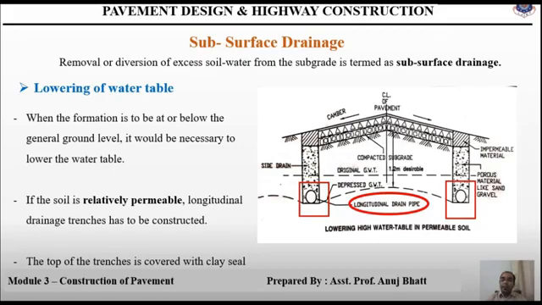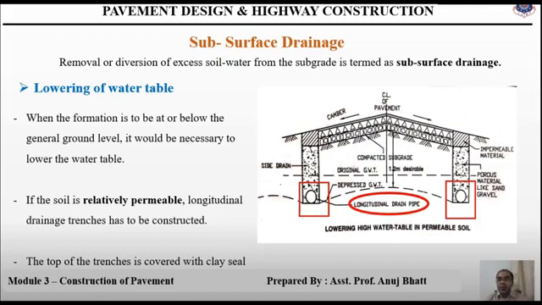In places where the water table is high, the best remedy is to take the road formation on an embankment of height not less than 1 to 1.2 meter. So, when the formation is to be at or below the general ground level, it would be necessary to lower the water table. So this is how lowering the water table affects the subsurface drainage.